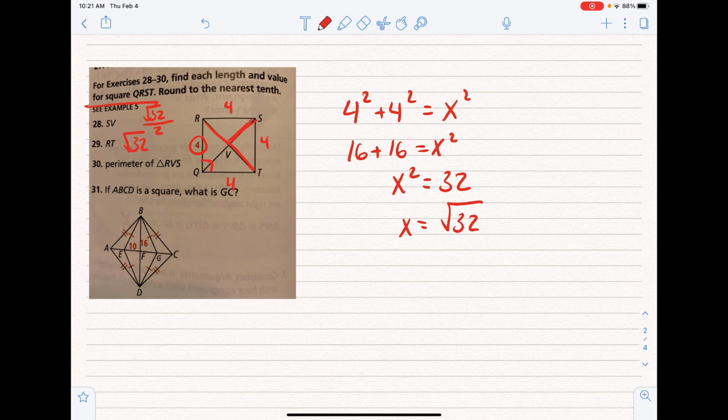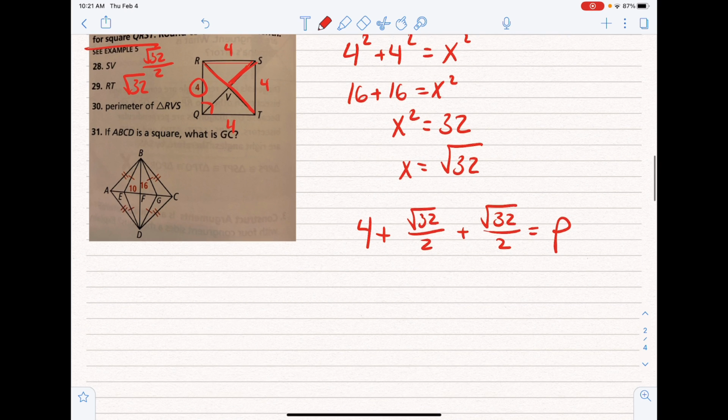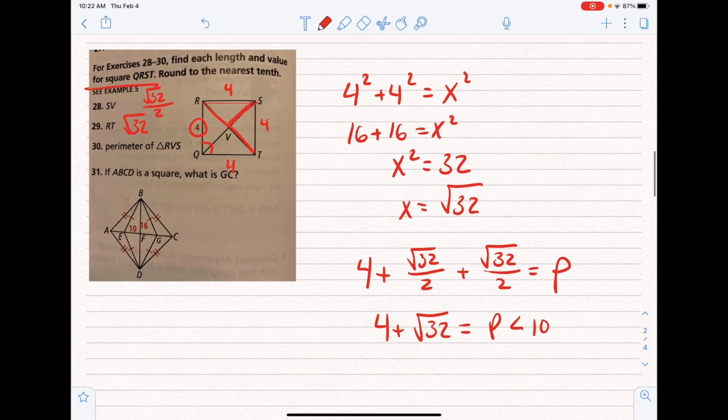Perimeter of RVS. RVS, that triangle right there. What's the perimeter of triangle RVS? Well, think about the sides. One side is 4, one side is half of the square root of 32, another side is half of the square root of 32, and that's what the perimeter would be. And so it's 4 plus the square root of 32. And what is that? Well, it's a little bit less than 10. Okay, so P is a little bit under 10.